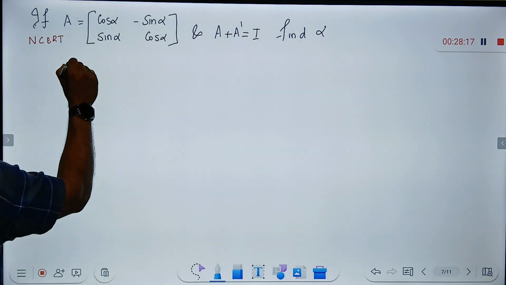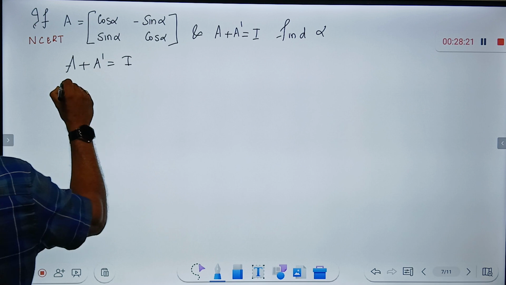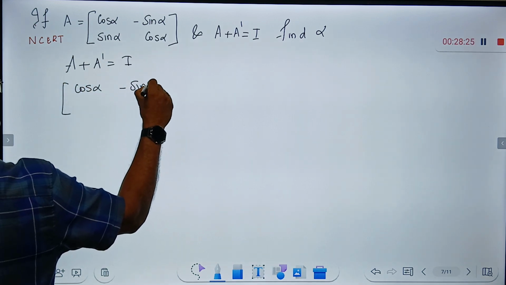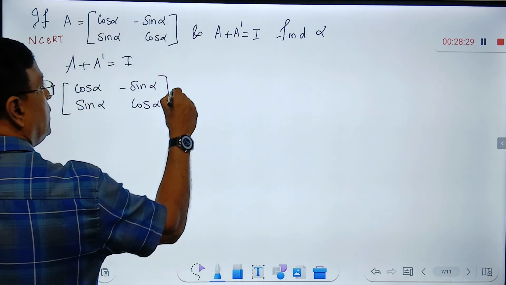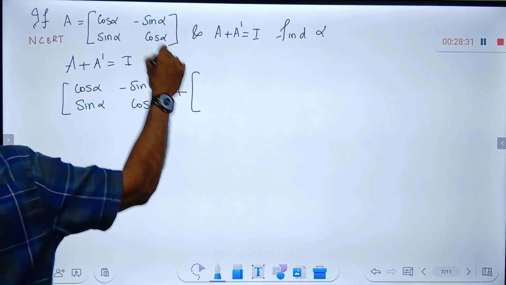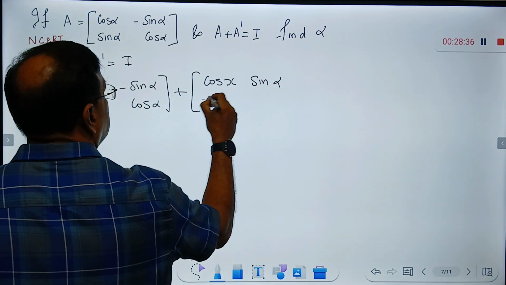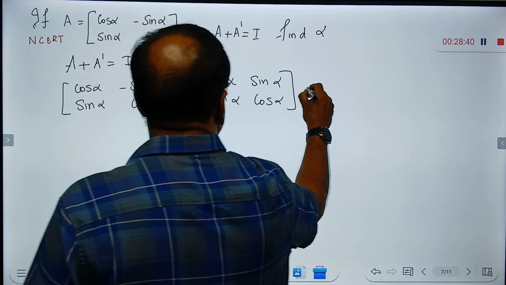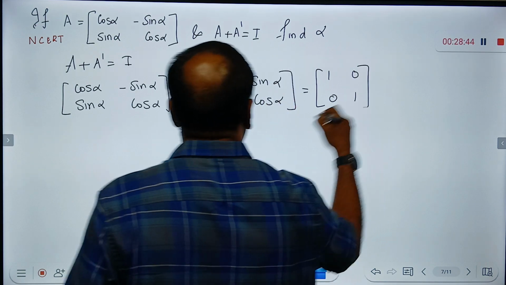So what is A? A plus A transpose is I. So A is cos alpha, minus sin alpha, sin alpha, cos alpha. Now what is A transpose? Interchange rows and columns. Cos alpha, sin alpha, minus sin alpha, cos alpha. And what is I? It's an identity matrix. 1, 0, 0, 1.